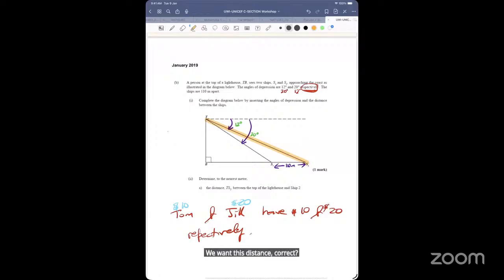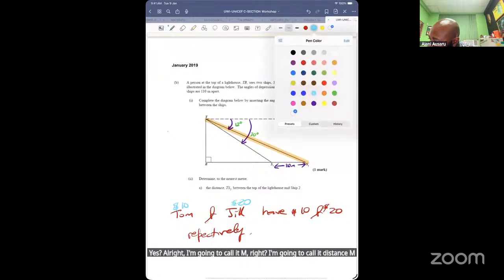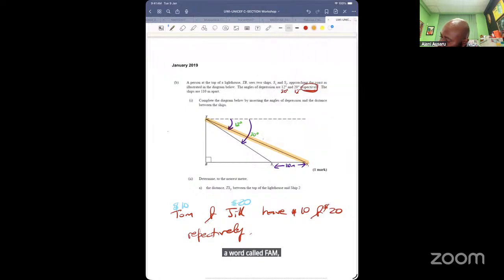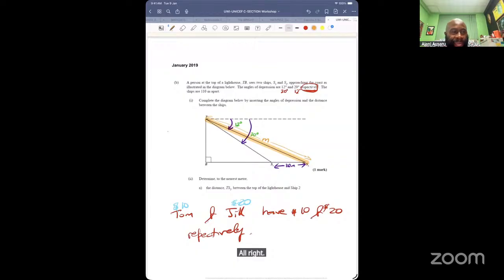Yes, sir. All right, I'm going to call that distance M so we can work out for M, right? Everybody with me? We want M, right? Which is this distance here, which is TS2. Everybody okay with that? Yes, sir. All right. So, any ideas come to your mind? Think about it. You have M, and you have a right angle here. Any ideas come to your mind?